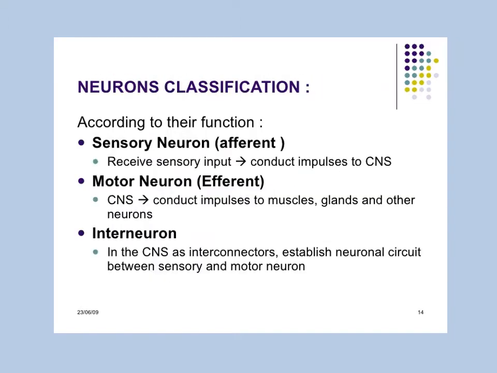The neurons, according to their function, are classified into sensory neurons, motor neurons, and interneurons. The sensory neurons, also called afferent neurons, receive sensory input and conduct impulses from the body towards the central nervous system. Whereas the motor neurons, the efferent neurons, conduct impulses from the central nervous system to the effector organs, that is, the muscles and the glands. And the interneurons are the interconnectors and establish the neuronal circuit between the sensory and the motor neurons. So they are the internuncial neurons which connect the sensory and the motor neurons.